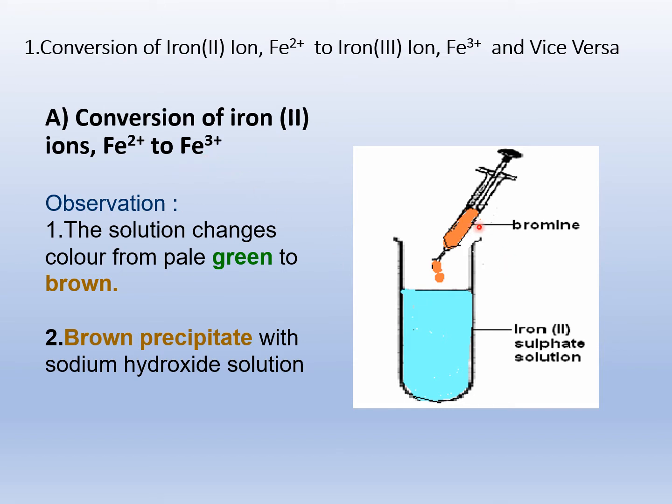What happened is we put the bromine water into the iron 2 sulfate solution. So iron 2 sulfate actually is green in color at the first place. When bromine is added, the green color of iron 2 sulfate changed into brown color. After the reaction, the iron 2 sulfate solution has been changed into iron 3. So the solution is taken and tested with sodium hydroxide, and it will show brown precipitate. It shows the presence of iron 3 plus ion.